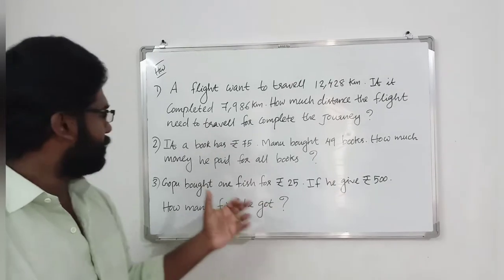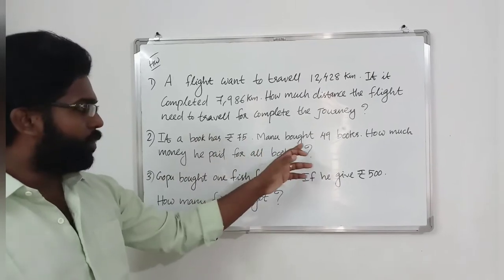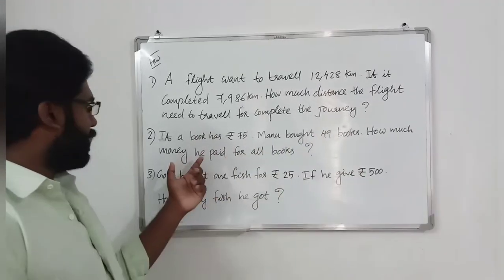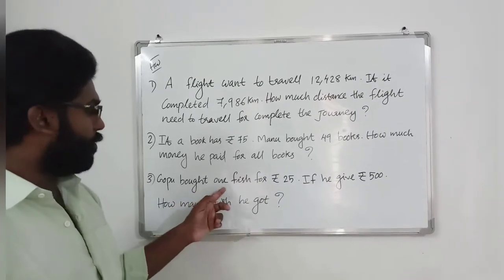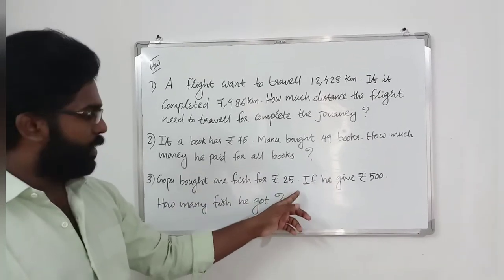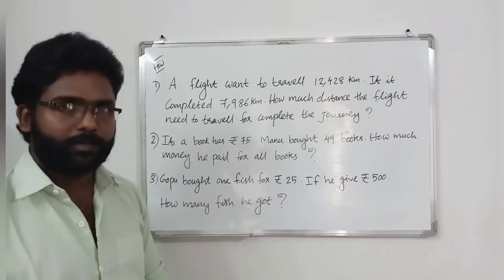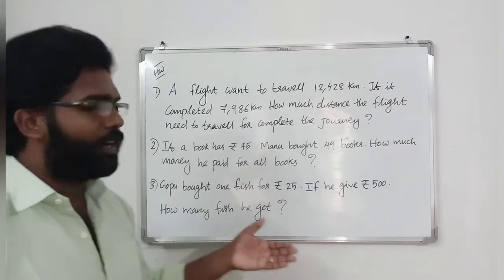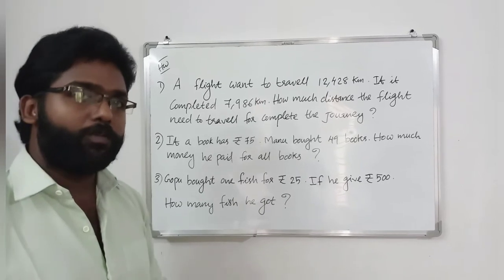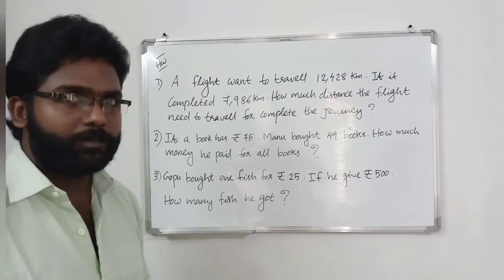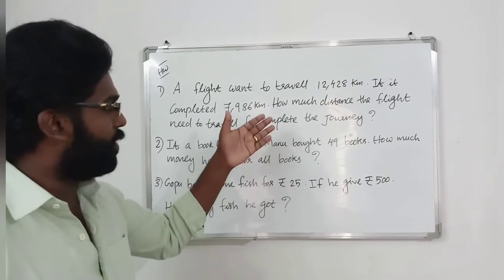Okay. Second, if a book costs ₹75, Manu bought 49 books. How much money did he pay for all the books? Third question, Goku bought one fish for 25 rupees. If he gives 500 rupees, how many fish did he get? If you understand a question, half of the problem is solved. So study well, do many more problems of this type. Then you can easily understand the concept of this chapter.